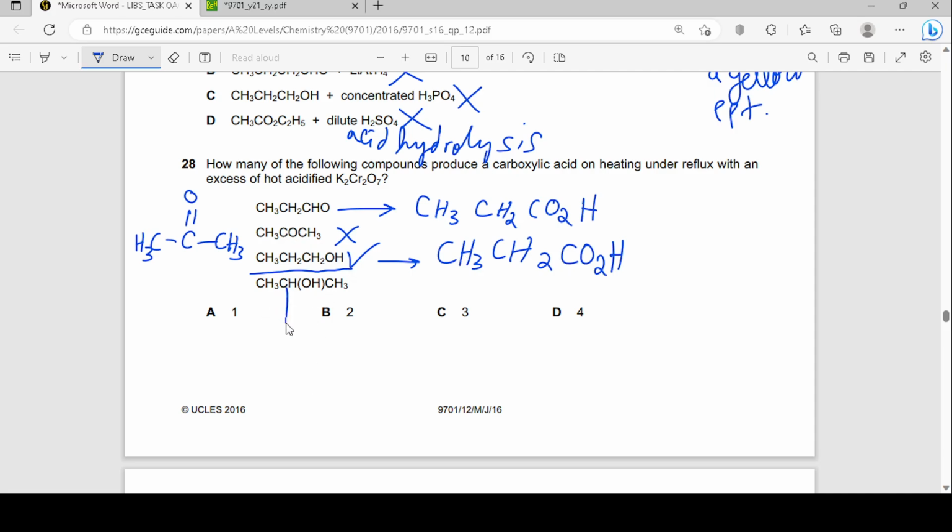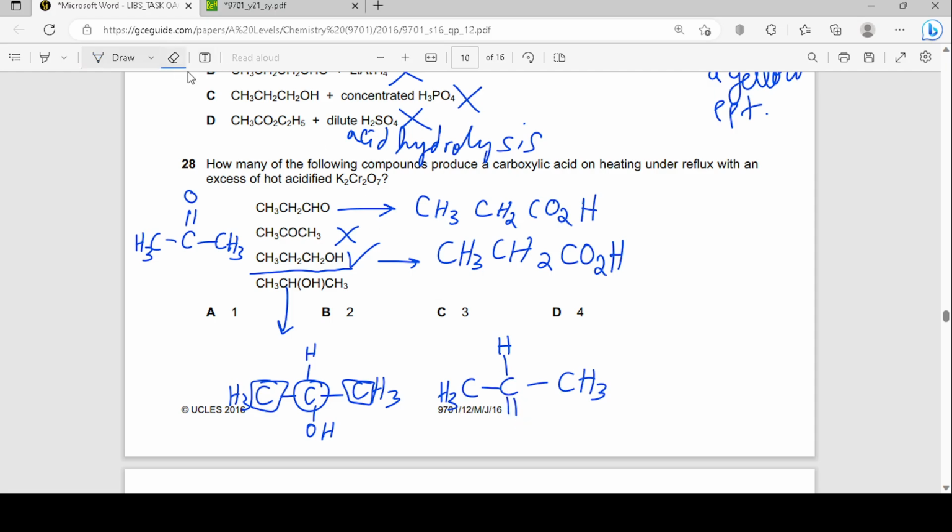So then you have this one, which is CH3CHOHCH3. This can be oxidized because this is a secondary alcohol, right? The carbon which the OH is attached to is attached to two other carbon atoms directly. So it's a secondary alcohol. It can be oxidized, but the problem is that it will not be oxidized to a carboxylic acid, and that's what the question asks. The H should be removed, and then you will get C=O. So this will be a ketone, which is propanone, basically. So it will be oxidized to a ketone, not to a carboxylic acid. So the last one is not valid.